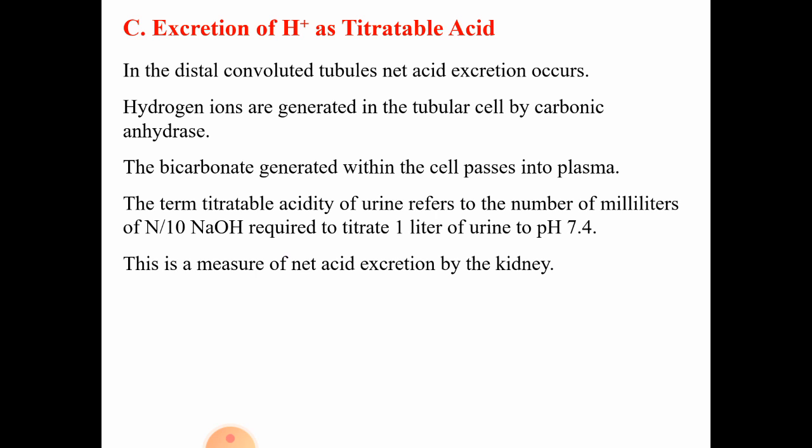The third is excretion of hydrogen as titrable acids. It occurs in the DCT, distal convoluted tubule, where net acid excretion occurs. The hydrogen ions are generated in the tubular cell by carbonic anhydrase. Bicarbonate generated within the cell passes to the plasma. The term titrable acidity of urine refers to the number of milliliters of N/10 sodium hydroxide required to titrate 1 liter of urine to pH 7.4. This is a measure of net acid excretion by the kidney. So, you should write the definition of titrable acidity.